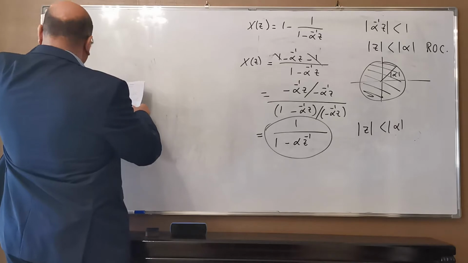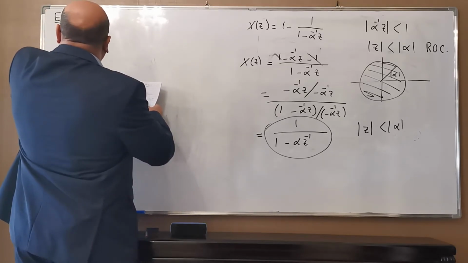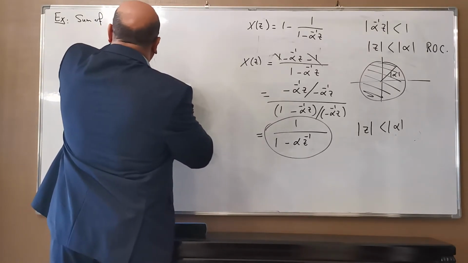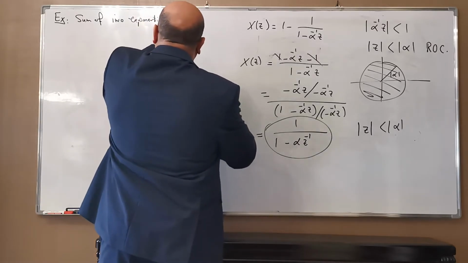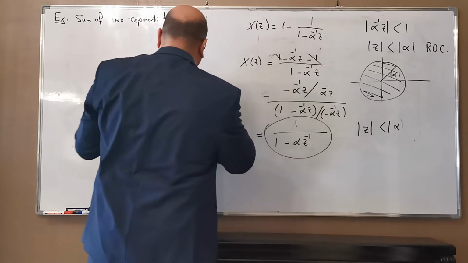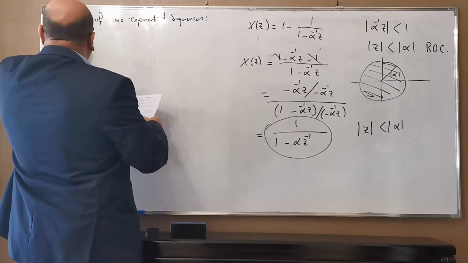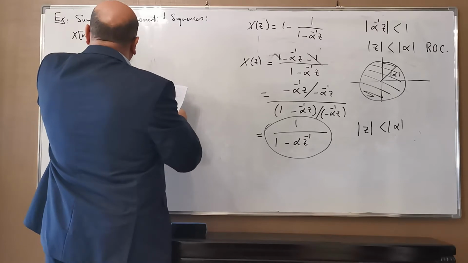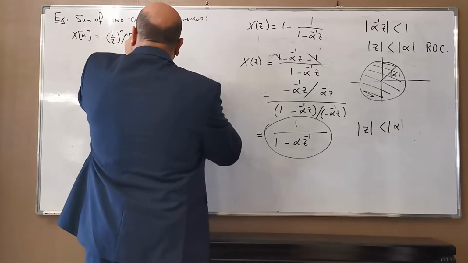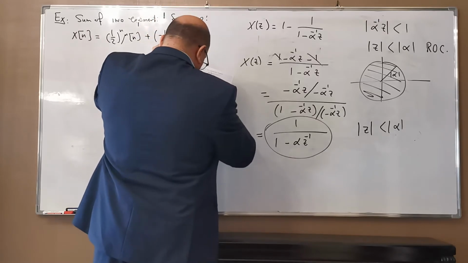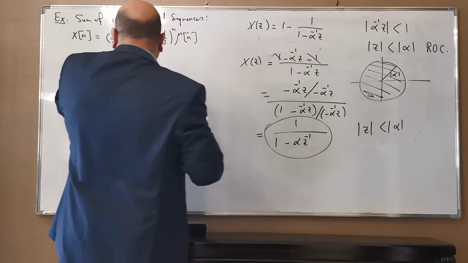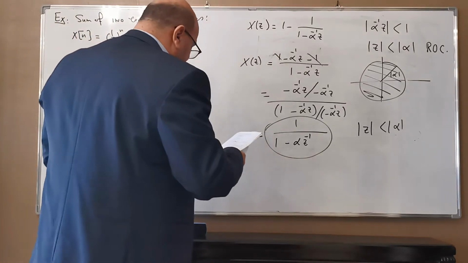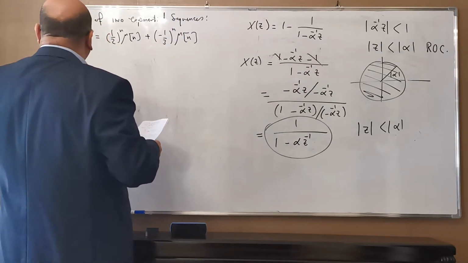Another example is a sum of two exponential sequences. Let's say that x of n is equal to 1/2 to the power n mu of n plus minus 1/3 to the power n mu of n. So this is two exponentials, two right-sided sequences. They start from zero and above. See what we'll have for x of z.